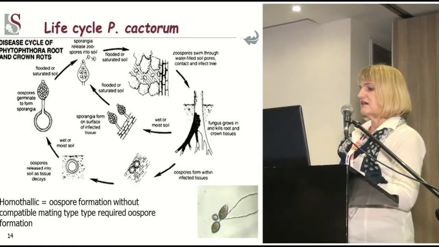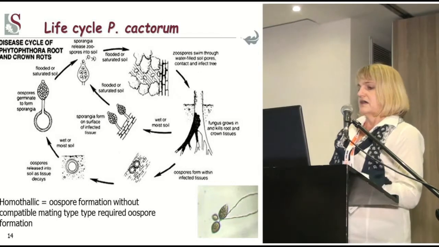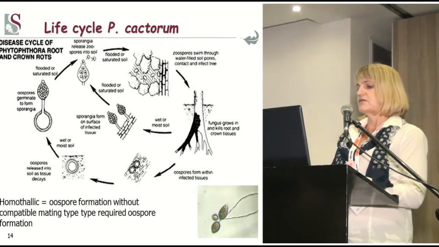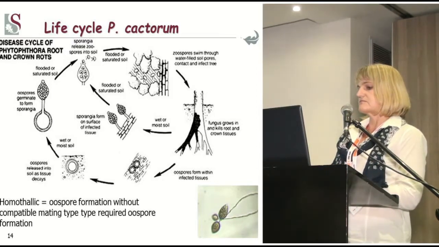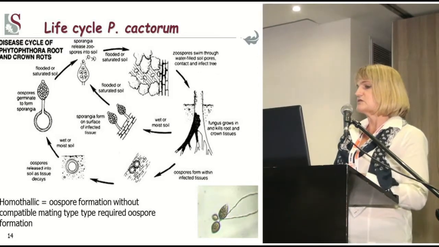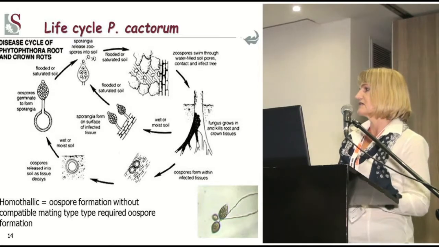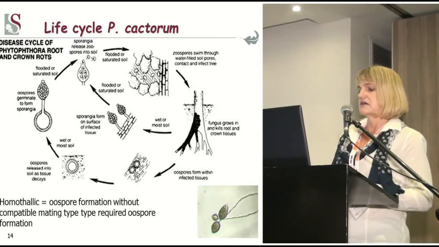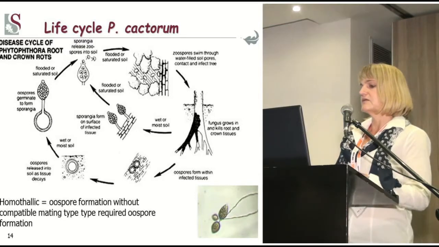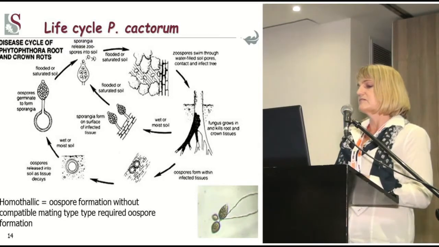If we look at the life cycle of the pathogen, Phytophthora cactorum forms very resistant structures in the soil, known as oospores, and these are the structures that can live for up to 6 years within the soil or even more. And then, as I already mentioned, it's a water-loving pathogen.